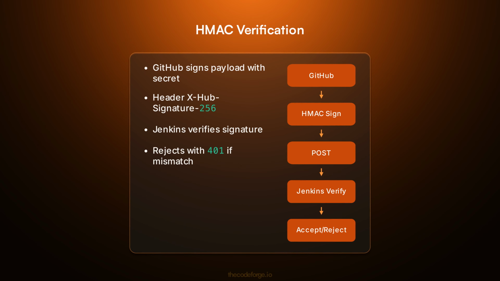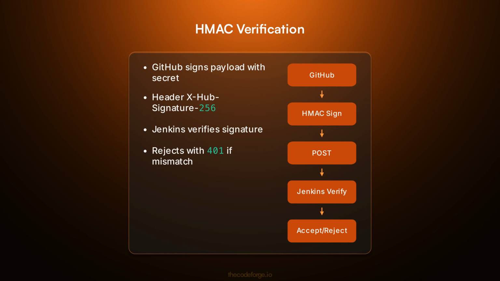HMAC verification ensures the webhook is genuinely from GitHub. When you set a secret, GitHub computes an HMAC SHA-256 signature and includes it in the X-Hub-Signature-256 header. Jenkins computes the signature on the received payload and compares them. If they don't match, Jenkins rejects the webhook with a 401 status.